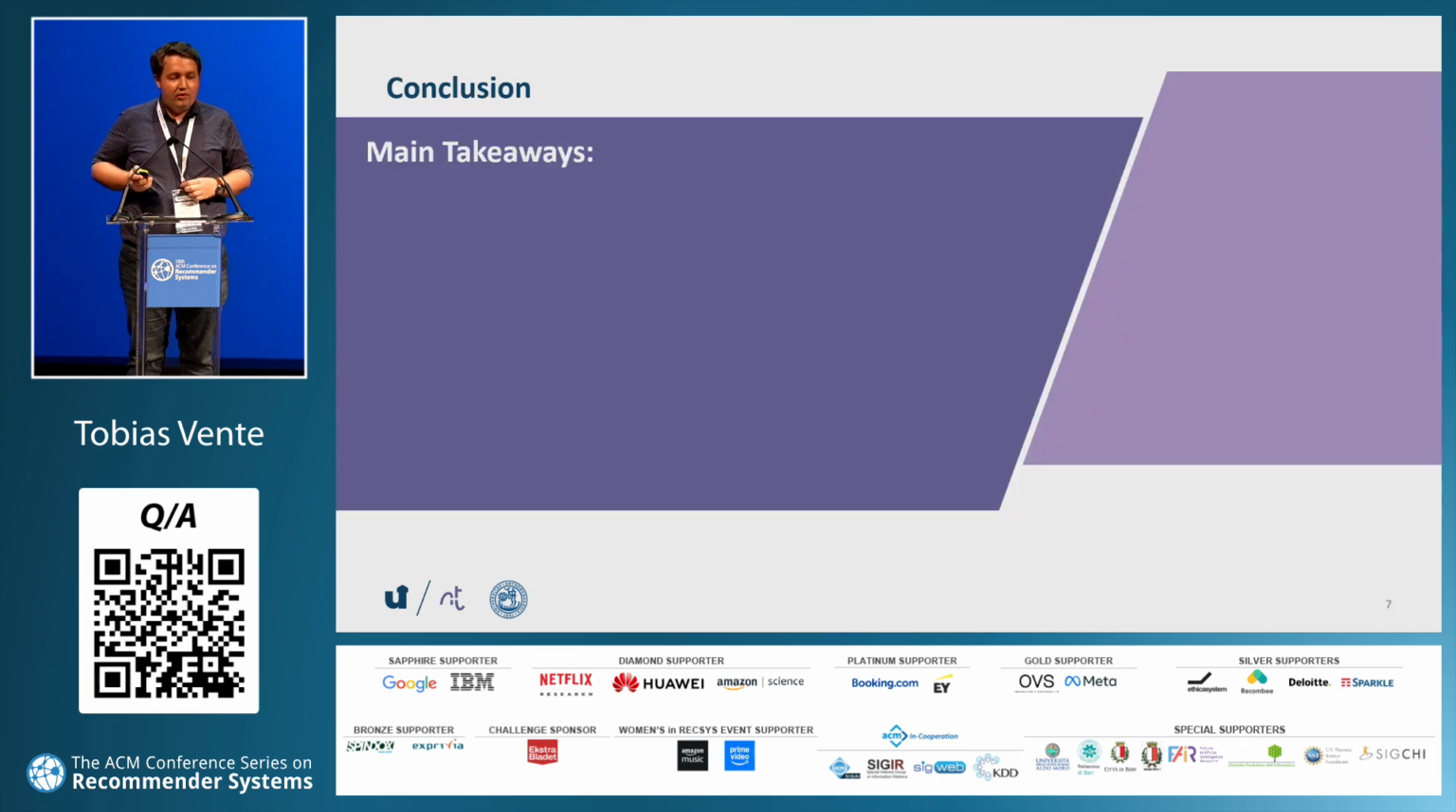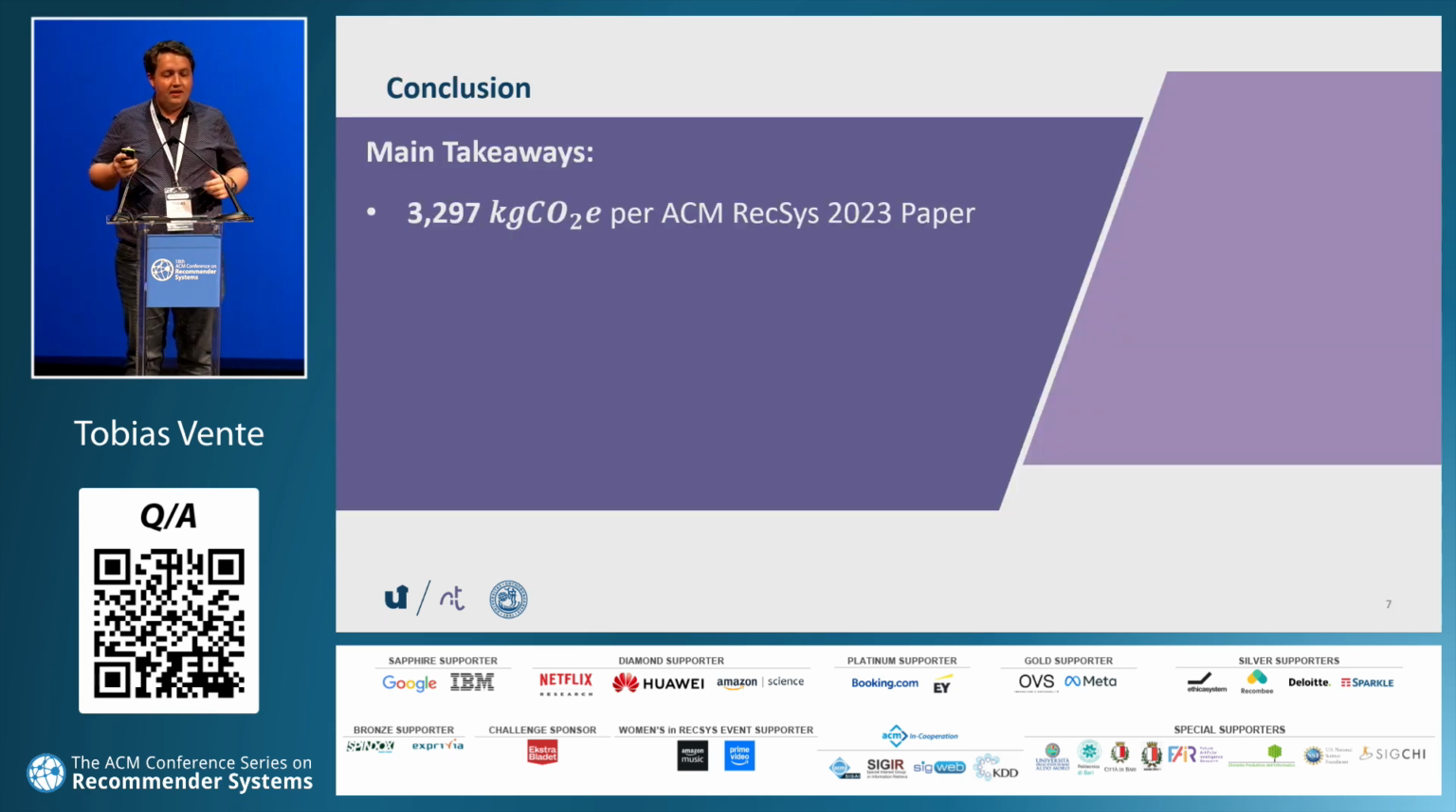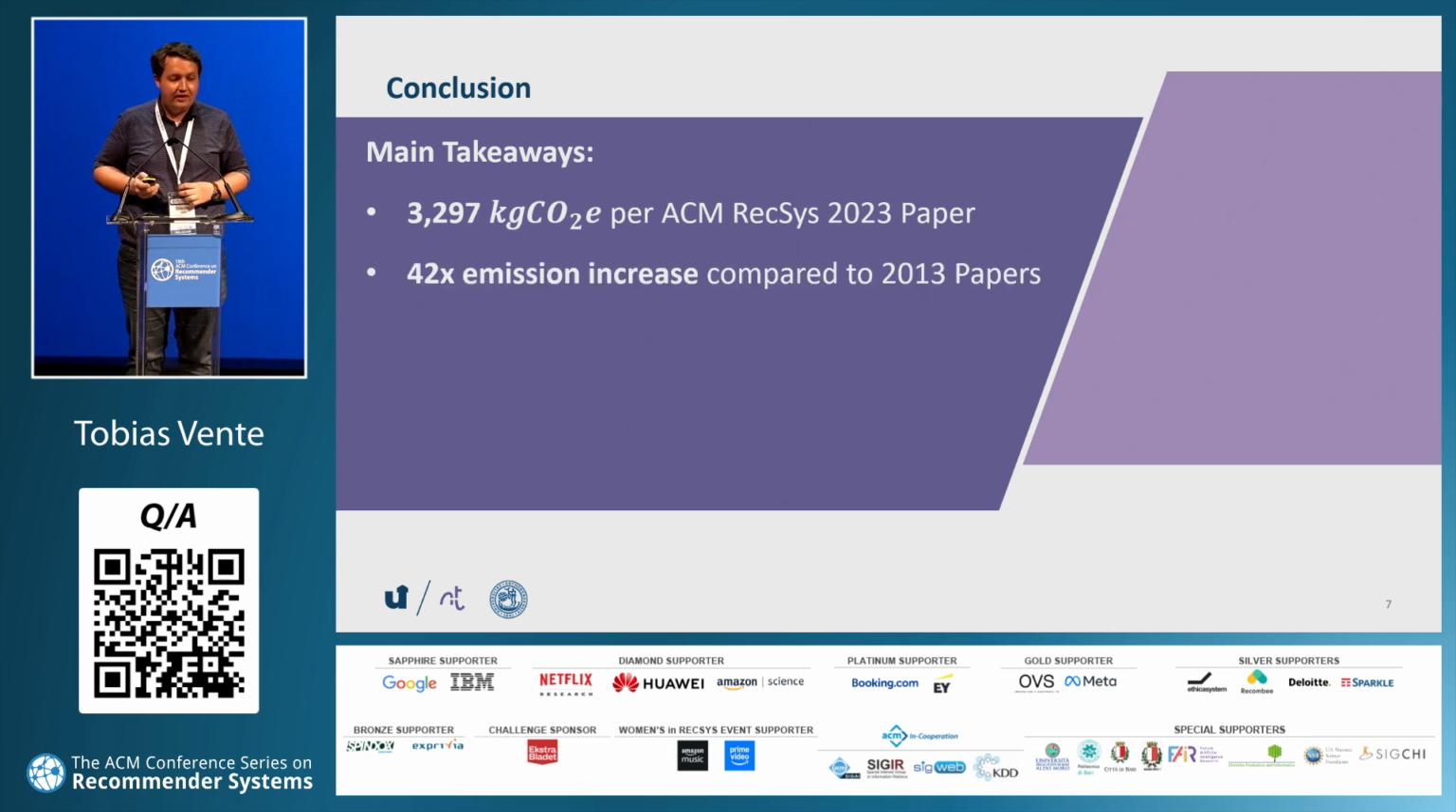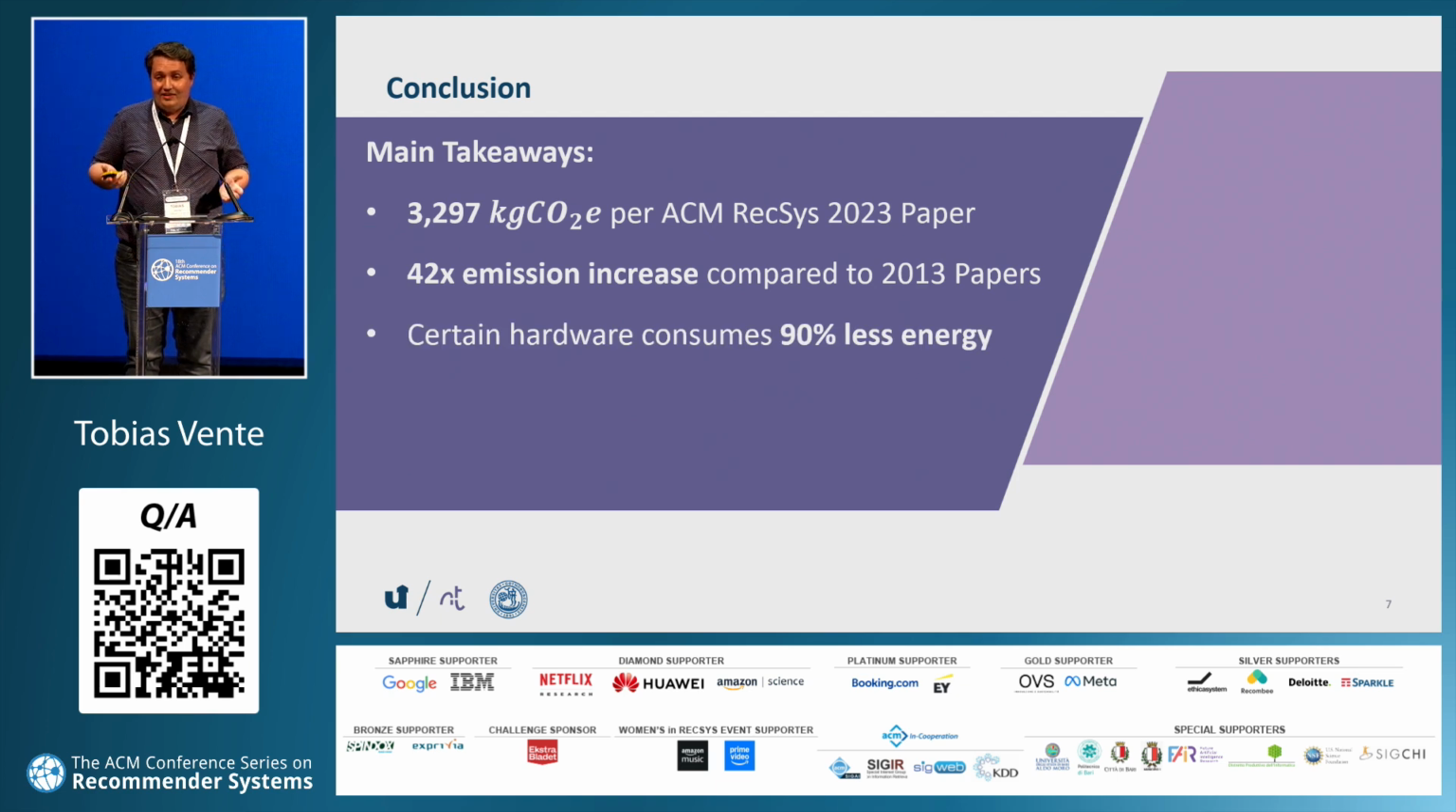So to give you the main takeaways. First of all, on average, a recommender system paper emits 3,297 kilograms of CO2 emissions. That's a 42 times emission increase compared to recommender systems papers from 2013. And as you could see, certain hardware configurations are just way better for the environment.